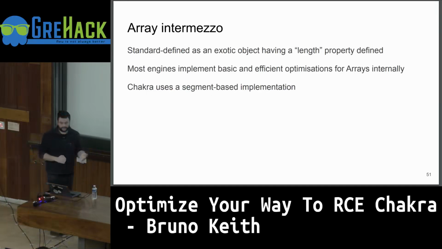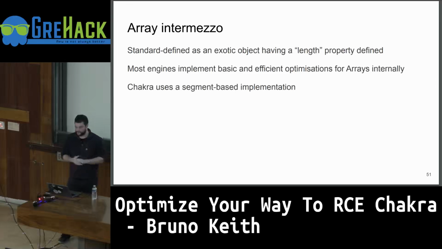So what's an array in JavaScript? The standard defines it as a regular JavaScript object with one special property called length, which has a special meaning in how the array behaves. Most engines implement basic but efficient optimizations for arrays internally, and in Chakra they use a segment-based implementation.